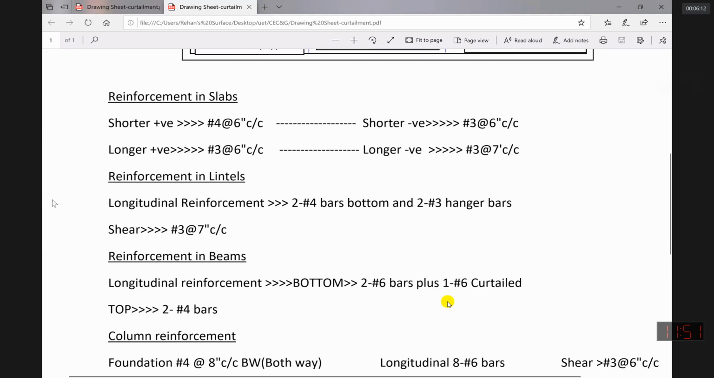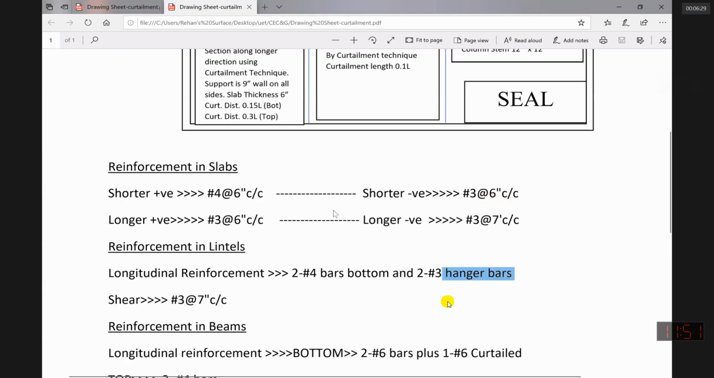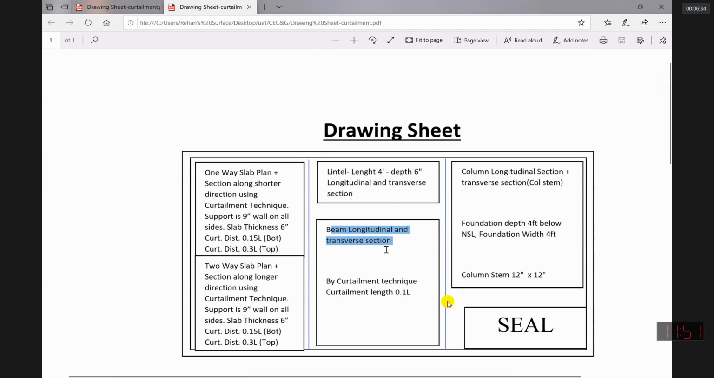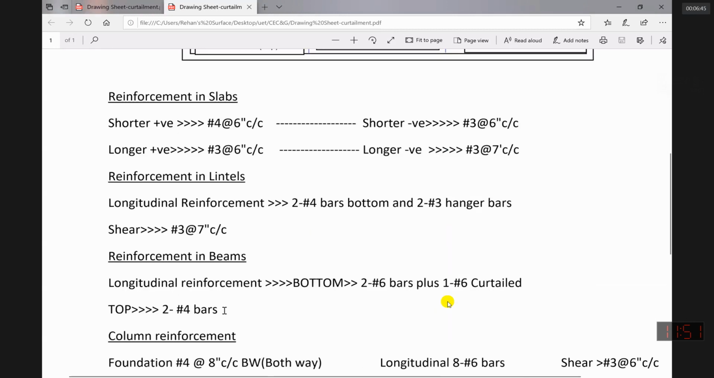See this term, hanger bar. Hanger bar means that these are used to hang the shear reinforcement. Okay. So top bars are sometimes also called hanger bars. You also have to draw the beam longitudinal and transverse section by using the curtailment technique, and the curtailment length would be equal to 0.1 L. The details of the reinforcement of the beam are also given, right?